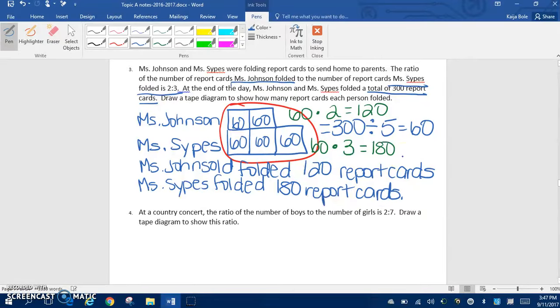Alright, so that's all we're going to do for Lesson 5, Day 1. So you can go ahead and stop right there and we'll go over these a bit more in class.